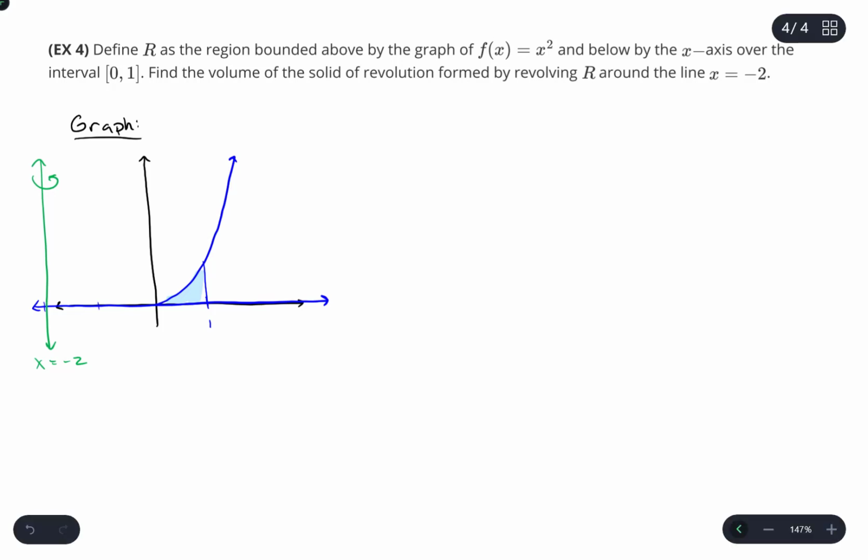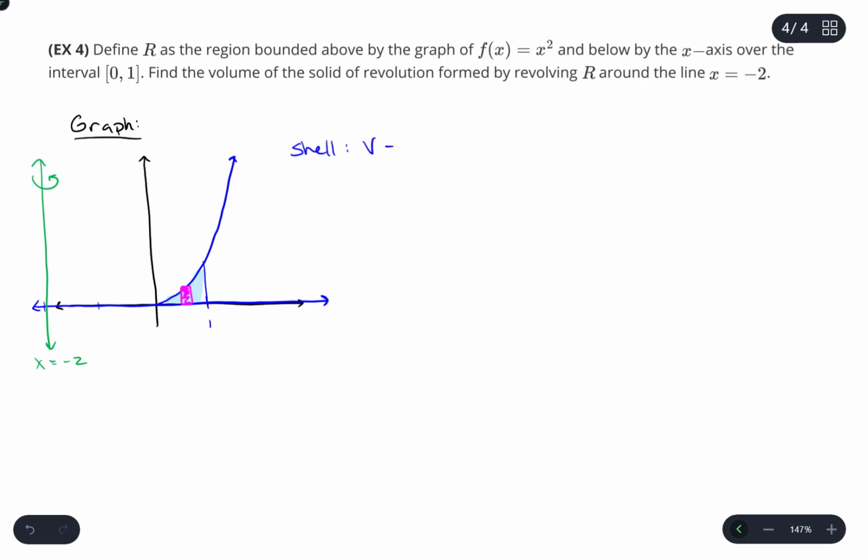Okay, so of course we will need to decide if we want to use horizontal or vertical rectangles. Now this is an example where you probably could use either, but I tend to use a vertical rectangle unless there's a very good reason not to. So this vertical rectangle would be parallel to the axis of rotation, which would invoke the shell method.